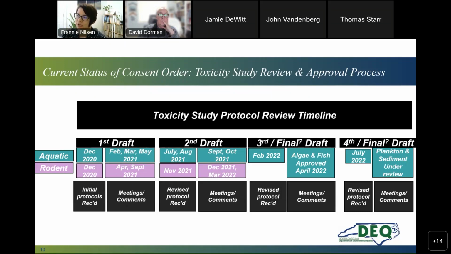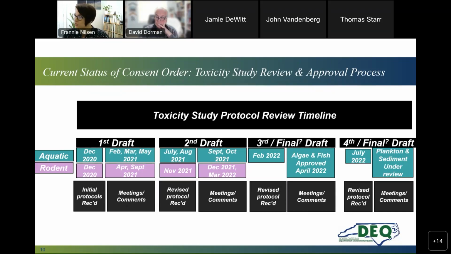Since 2022 started, we've been mostly addressing the aquatic toxicity protocols. And so in February of 2022, we received some revised protocols from Chemours, and based on those revisions, DEQ was able to approve the algae and fish toxicity protocols. That happened in April of this year. So 2 of the 5 have been approved thus far.